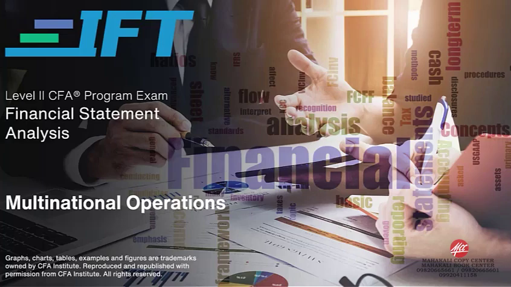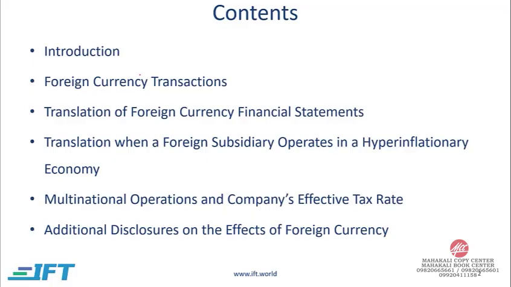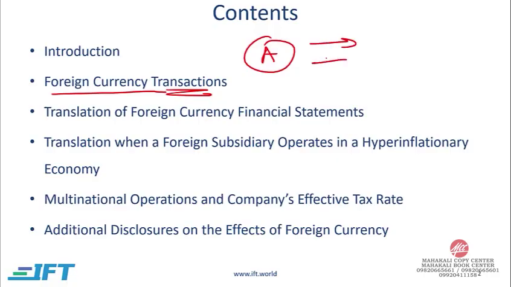Multinational operations. This reading is about different kinds of multinational operations. We'll start out by talking about foreign currency transactions. So this means that, let's say, company A is based in a certain country and engages in transactions in different currencies. Company A might be in the US, and it engages in transactions with, let's say, a UK based company. Now, these transactions will be in British pounds. So how do we account for these transactions? That's what we will talk about here.